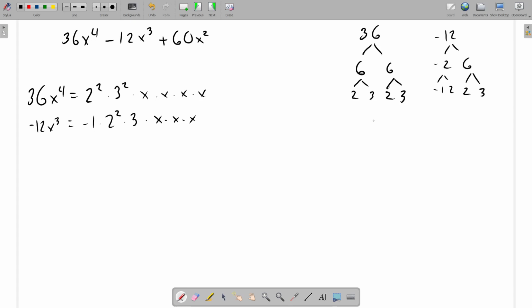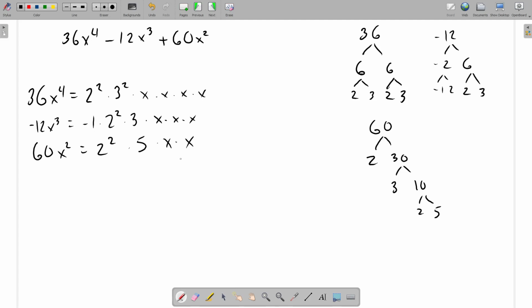And then 60, well, that's 2 times 30. 30 is 3 times 10, and 10 is 2 times 5. So I can rewrite 60x squared as 2 squared times 5 times x times x.